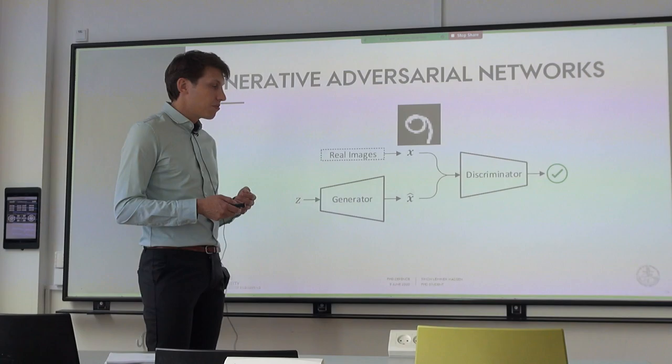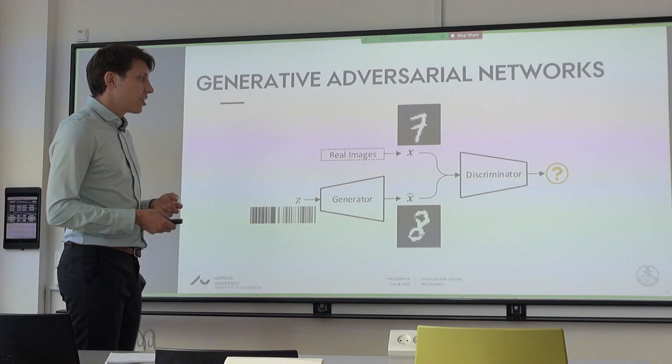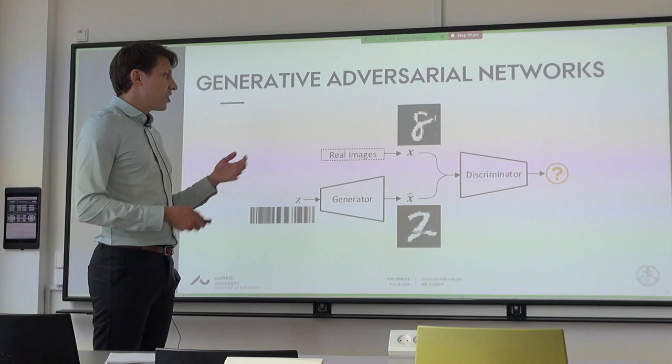This battle goes back and forth until the generator starts producing images that are indistinguishable from the real data samples, in which case the discriminator can no longer tell whether any of the images belongs to the real or the artificial data distribution.